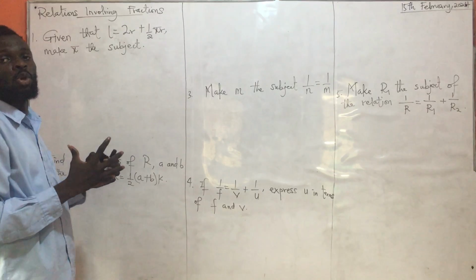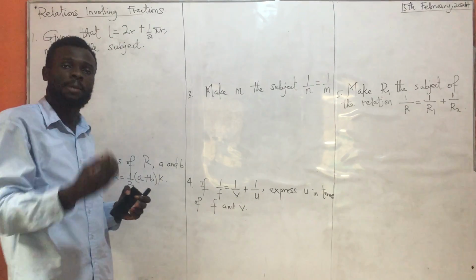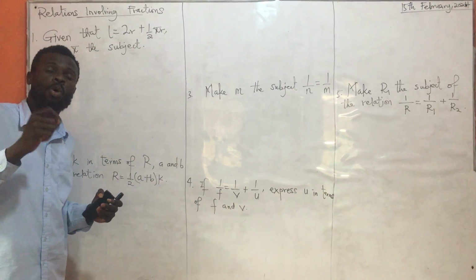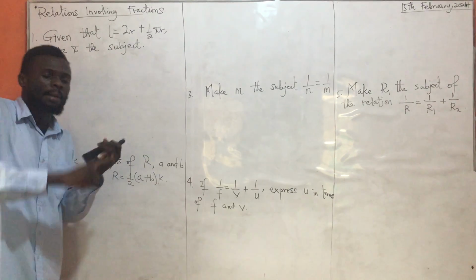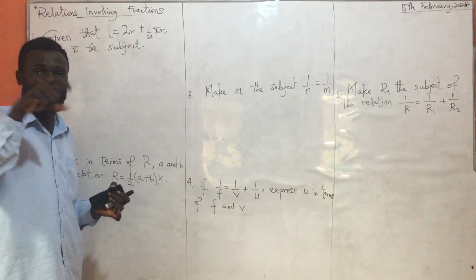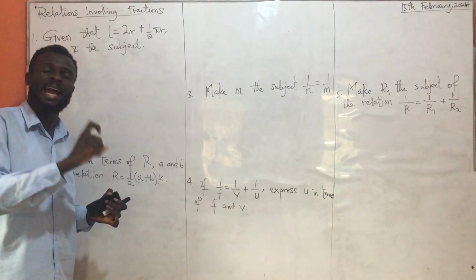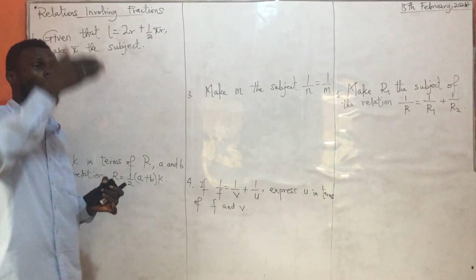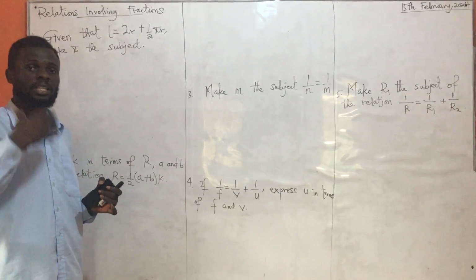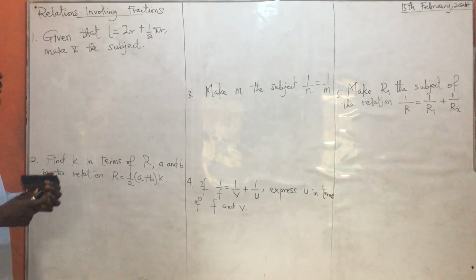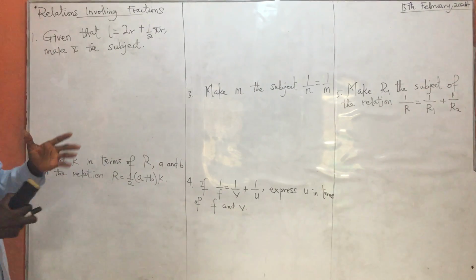Okay, good. So if you are making a variable the subject in a relation involving fractions, number one, find the LCM of the denominators. If you find the LCM of the denominators, multiply each term by the LCM. Then you further your simplification. Good. So let's look at the first example.